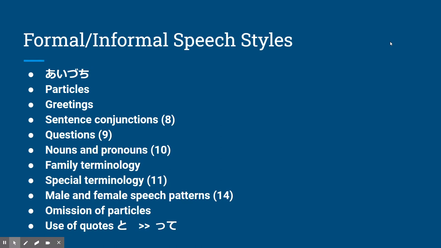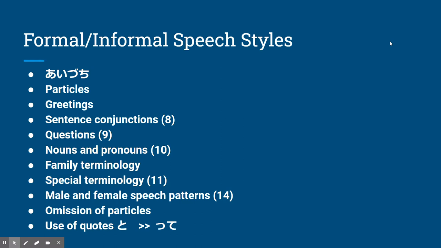So I do want you to go through and look at these pages. You'll see page 8, page 9, page 10, page 11, page 14 have some charts that give you some idea of speech styles. So nouns and pronouns, family terminology, which we have covered in Nihongoichi. So that should be really easy for you. There are some special terminology, things like agemas versus sashiagemas, which we did last year, calling someone sama and san versus kun and chan. These are all kind of pronouns that you might use. So I do want to make sure that you go over that.